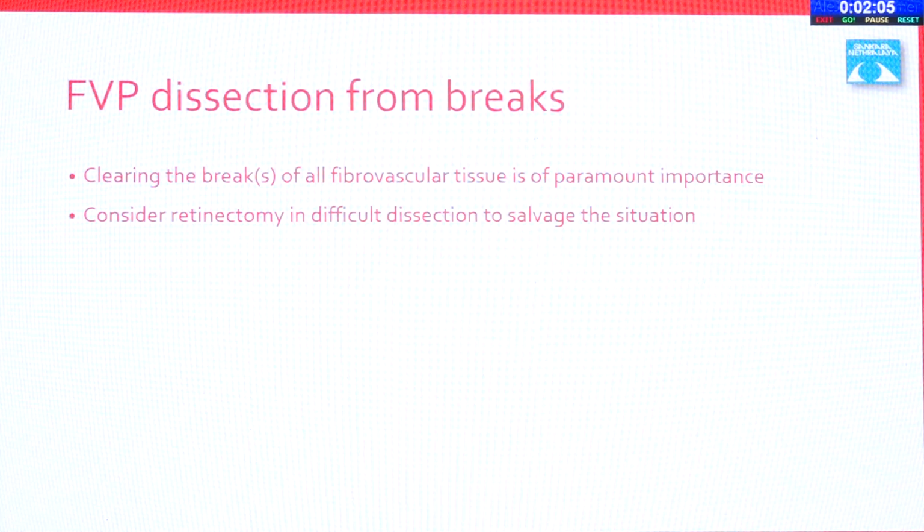Most important is that you have to dissect the entire fibrovascular proliferation from the membranes, from the breaks. And if you have created iatrogenic breaks, then it is more important to clear all the breaks of the fibrovascular membrane, because any residual fibrovascular membrane is going to contract and will lead to recurrence.